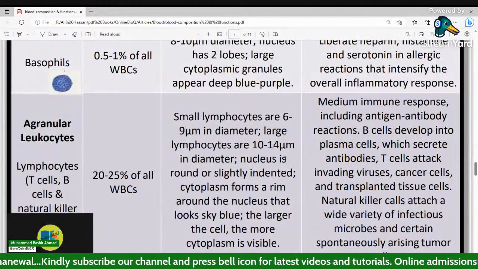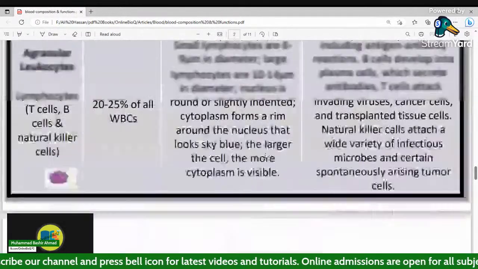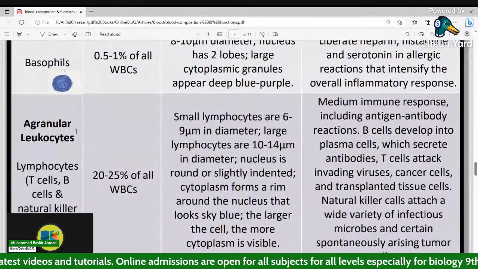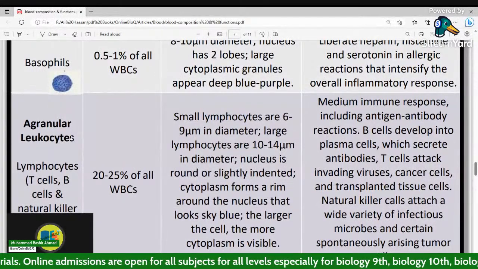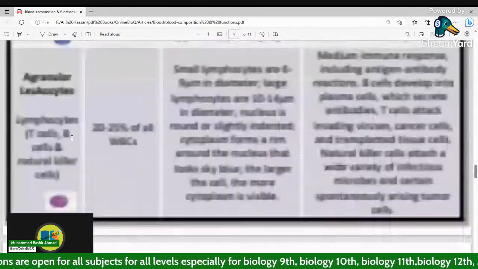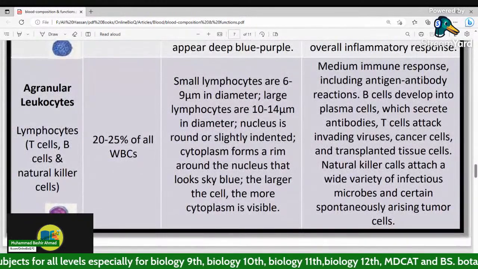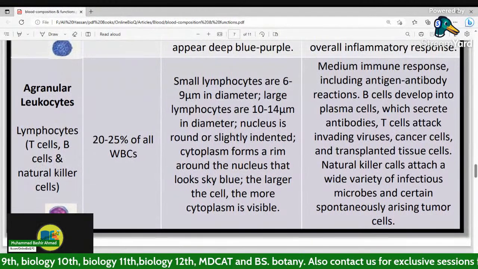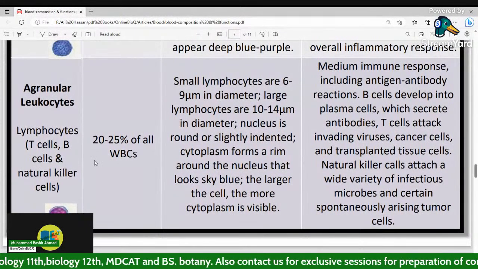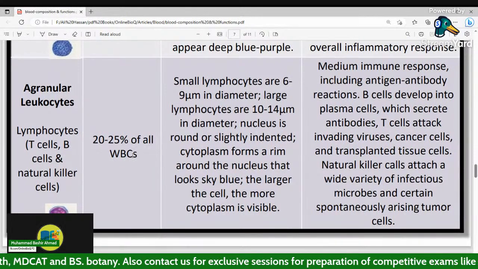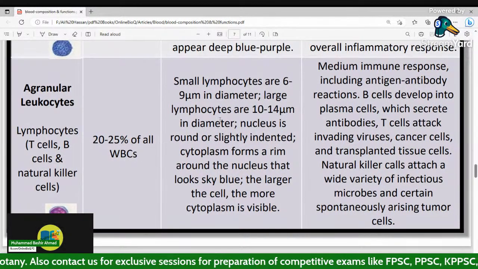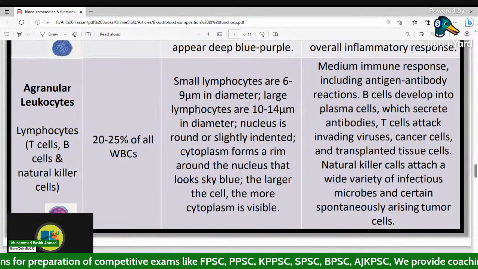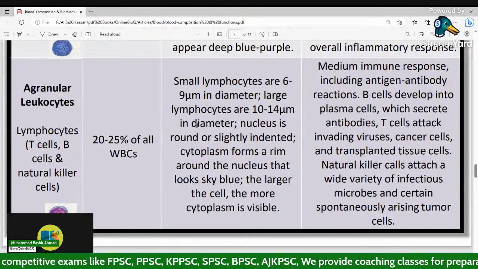Then there are two other types of white blood cells which are known as agranular leukocytes. These are lymphocytes and monocytes. Lymphocytes also include T cells, B cells, and natural killer cells. Lymphocytes are 20 to 25% of all white blood cells. Small lymphocytes are 6 to 9 micrometer in diameter. Large lymphocytes are 10 to 14 micrometer in diameter.